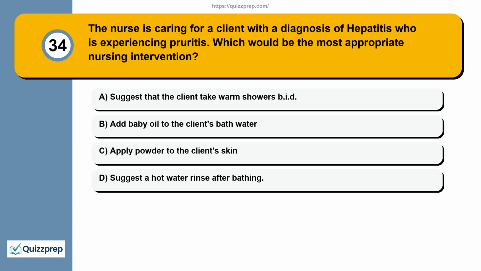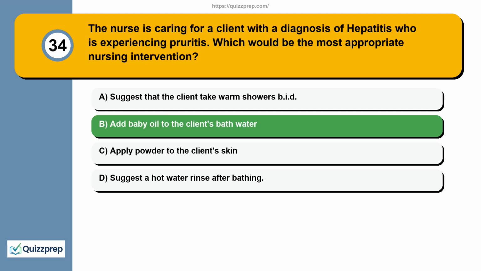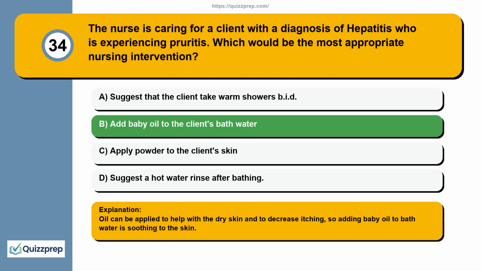Question 34. The nurse is caring for a client with a diagnosis of hepatitis who is experiencing pruritus. Which would be the most appropriate nursing intervention? Suggest that the client take warm showers bid. Add baby oil to the client's bath water. Apply powder to the client's skin. Suggest a hot water rinse after bathing. Oil can be applied to help with the dry skin and to decrease itching, so adding baby oil to bath water is soothing to the skin.